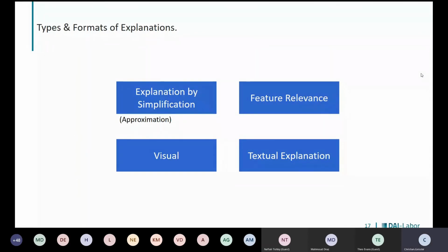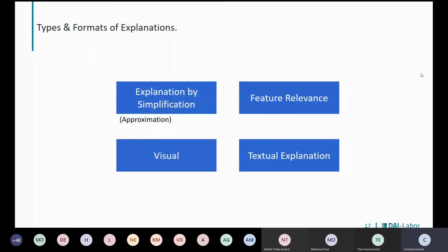Another point of view is the types and formats of explanations. We have explanations by simplification, often by approximating highly nonlinear models by simpler models on a local scale, for example, that then help us to understand the interconnection between the input and the output. We have feature relevance, to investigate or show which are the most important features that lead to a specific classification, for example.